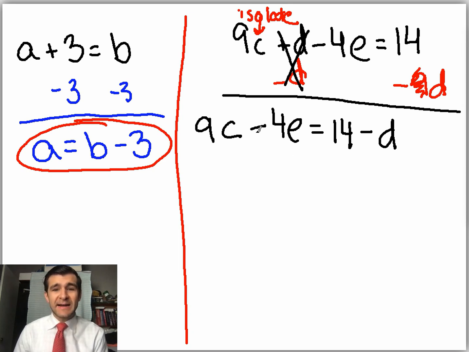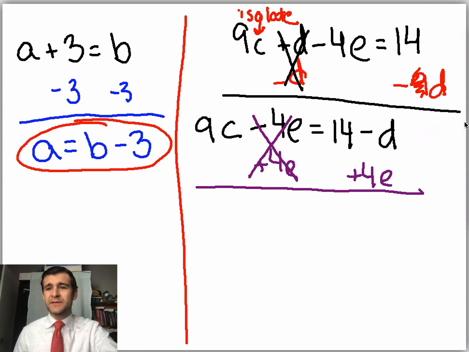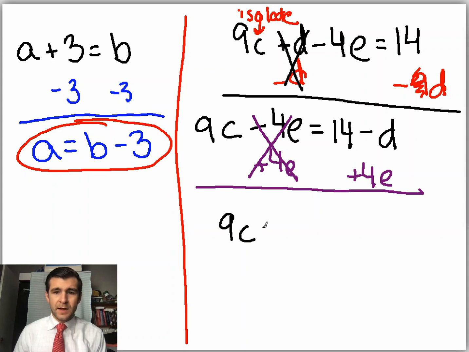Okay, so let's try to attack this negative 4e, and what I can do with this is make it a positive 4e. Add plus 4e on both sides. Okay, so when we get here, let's make a line. These negative 4e and positive 4e will cancel out. The only thing I have left on my other side is this 9c. And that equals 14 minus d. And now I'm going to add that 4e to the right side.